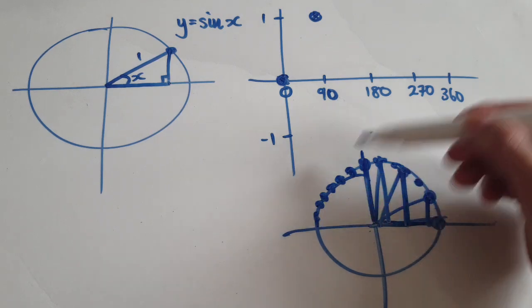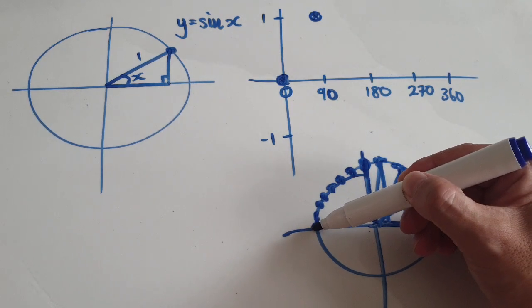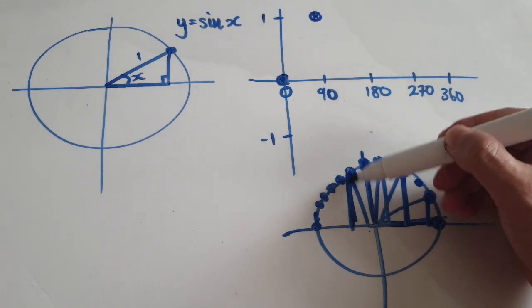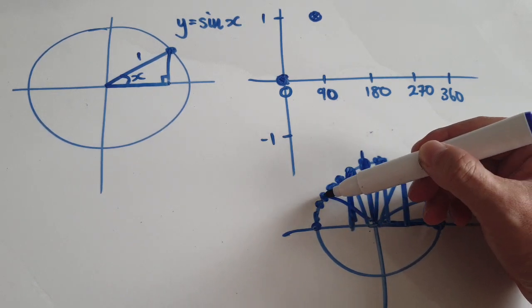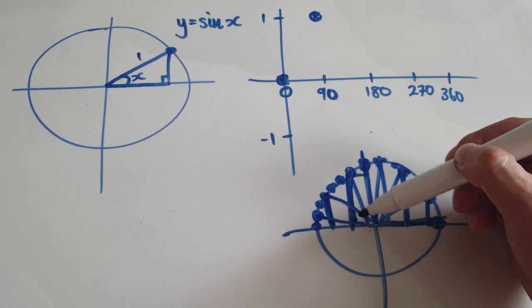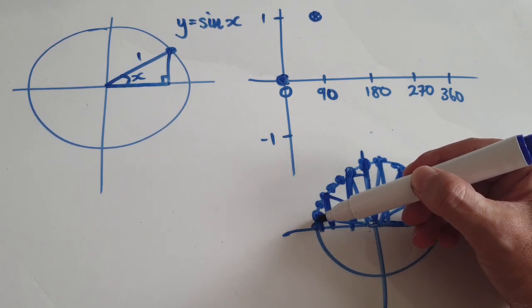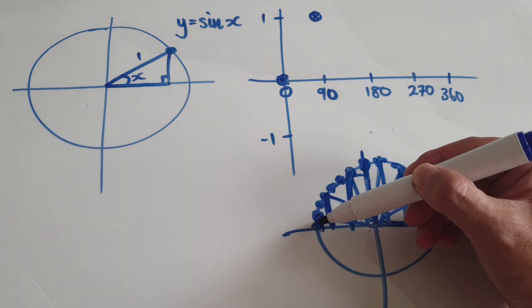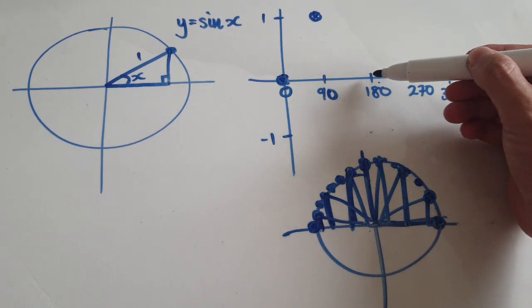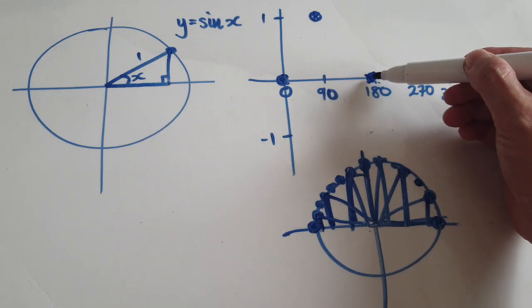When it gets to 180, what is the height? Because look, you can see that the height here is this much. As the dot moves around, you can see that the height is getting smaller and smaller. When it gets to 180 degrees, the height would be 0. So it must pass through here.